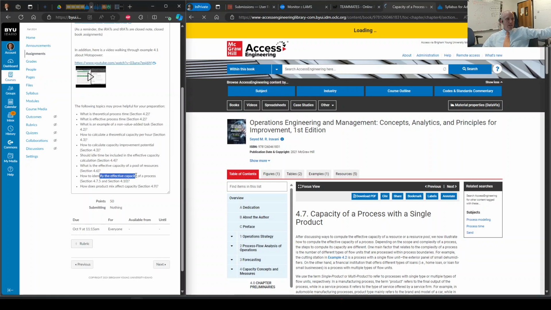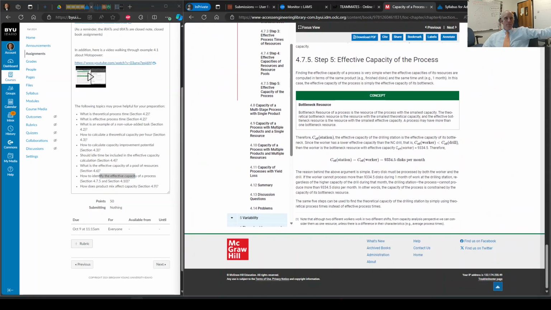How do you identify the effective capacity of a process? If we bring this up, oh, I lost my notes. The effective capacity of the process, right here, 4.7.5. The effective capacity of a process, in this case the drilling station, is the effective capacity of its bottleneck. And that's the answer. And to identify the effective capacity of a process, which usually includes multiple steps, you find the resource or the step that is the bottleneck. And that is how you determine the effective capacity.